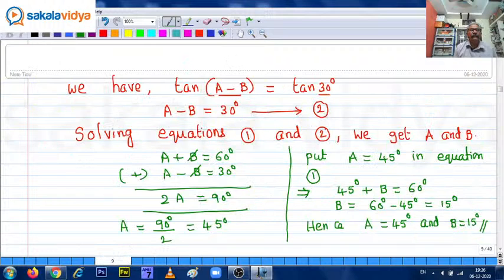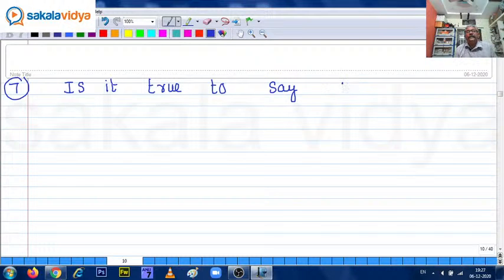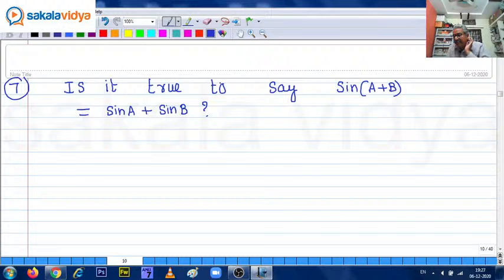Sixth question done. Now the seventh question. Is it true to say sin of a plus b equals sin a plus sin b?